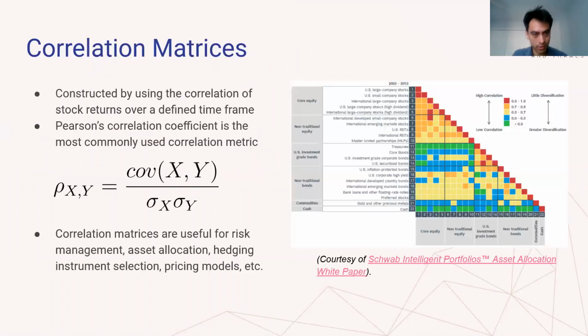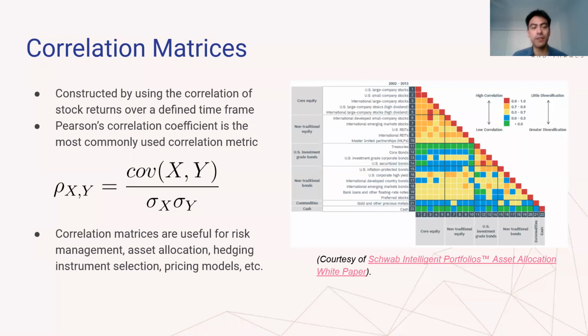And just a really quick overview of what the correlation matrix is. It is constructed by using the correlation of stock returns over a defined time frame. And Pearson's correlation coefficient is the most commonly used correlation metric. And as you see here, we have a formula. You have to remember that Pearson's only captures linear relation in your data. So if your data has a relation other than linear, you'll have to use other methods.